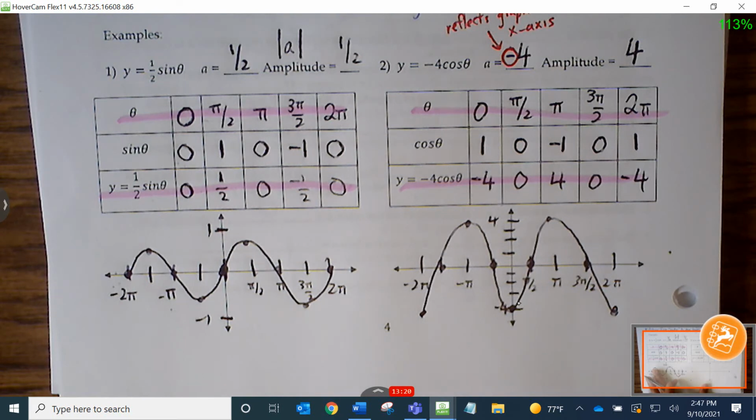Any questions so far? Okay, give you guys a minute to copy this down if you need to. We're going to go to the next page when you guys are done.